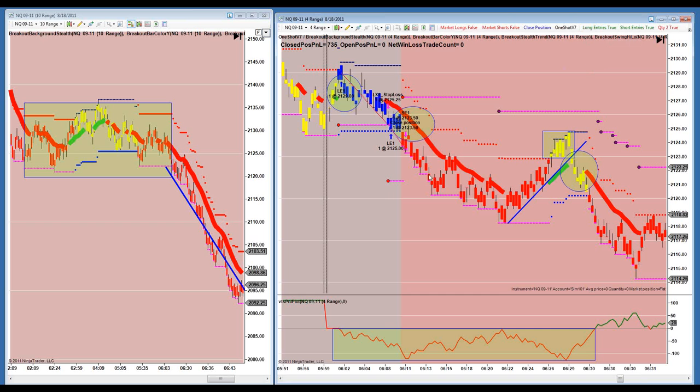But let's say you left it on. Okay, let's say you left it on. Let's say you didn't. You're watching this thing. It's short. You watch a nice retracement.